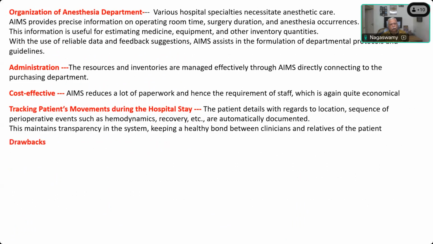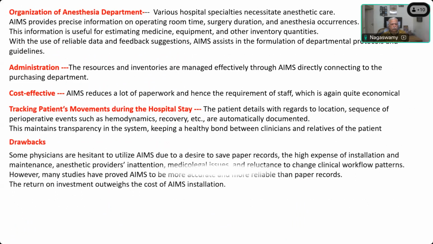But after having talked so much good about AIMS, there are some drawbacks also. What are the drawbacks? Some physicians are still hesitant. They say the computer can fail, or some people are not savvy with computer technique, so they don't want to use that. They are still happy with the paper records. And the high expense of installation is another curtailing factor. Many hospitals don't want to spend too much money on that.